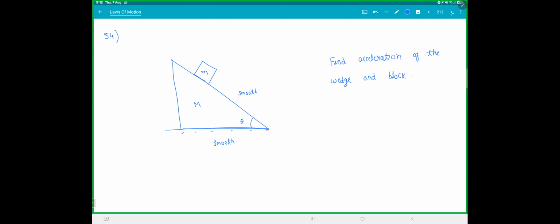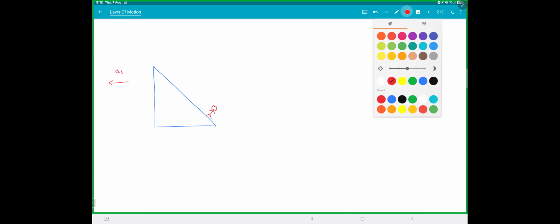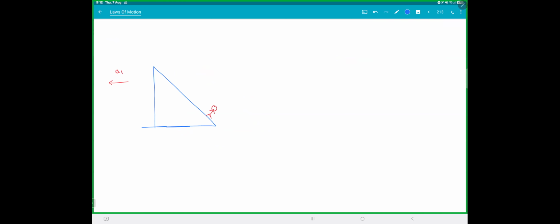So let's see. We have to start with something. Let the wedge go backward with an acceleration a1. So let the wedge's acceleration be a1. And let's keep my observer on the wedge. Let's ask him to solve the problem. So he is my observer, at least for the block.